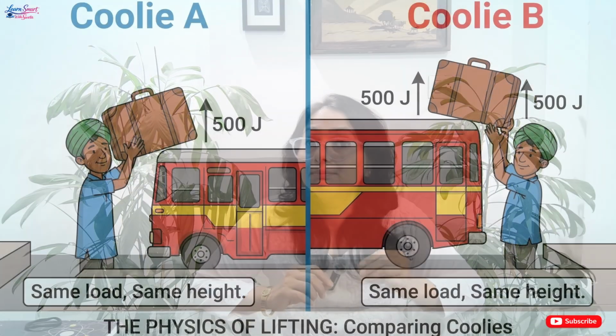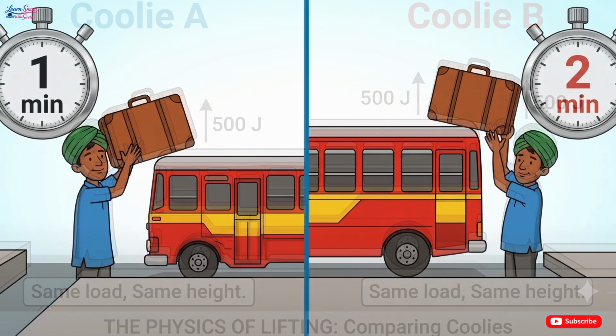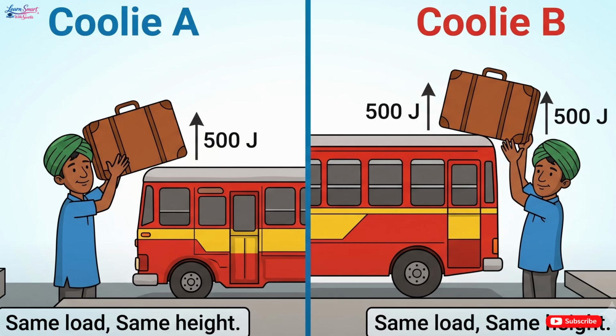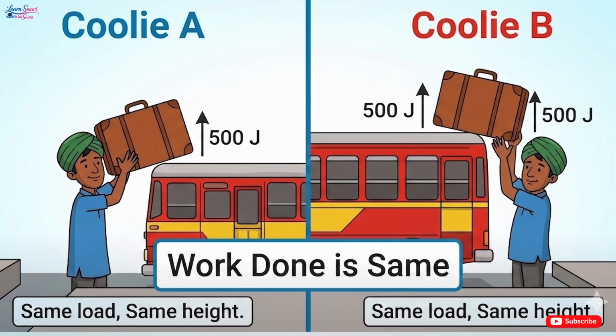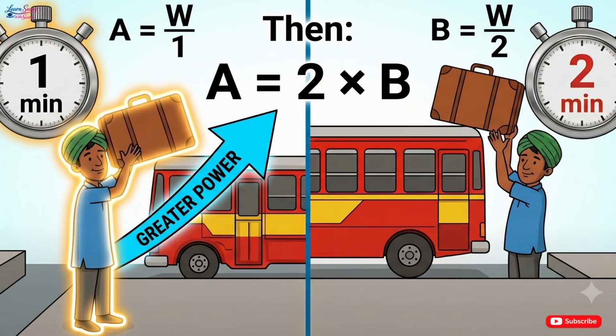Let us understand this with a simple example. Suppose there are two coolies at a bus stand. Both are carrying the same load to the roof of a bus. Coolie A lifts the load in 1 minute and coolie B lifts the same load in 2 minutes. Now think carefully. The load is the same. The height is the same. Therefore, the work done by both coolies is exactly the same. But are they equally powerful? No. Coolie A completes the same work in half the time.